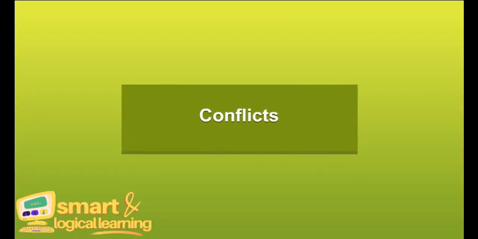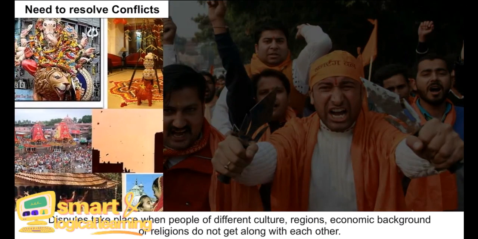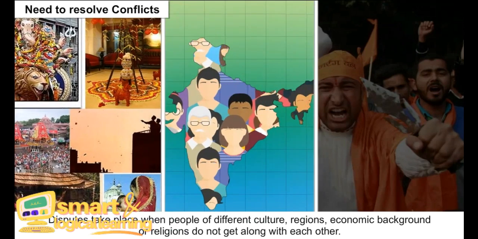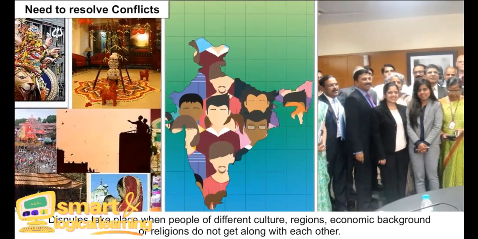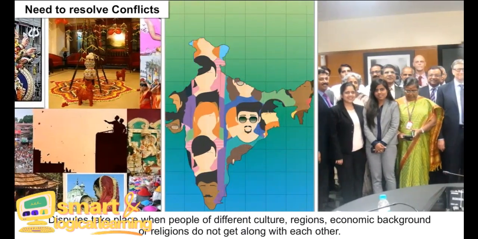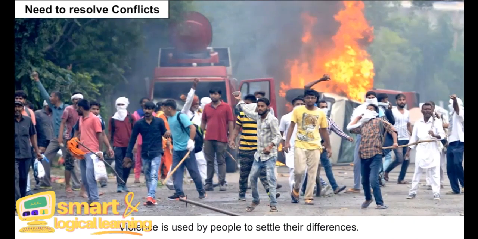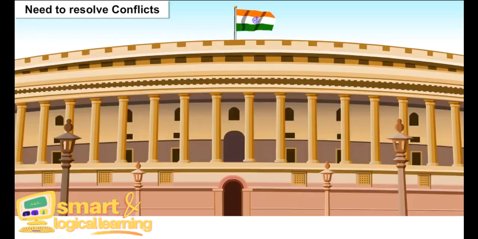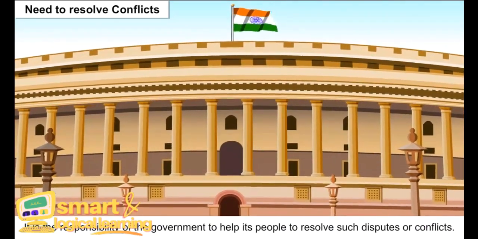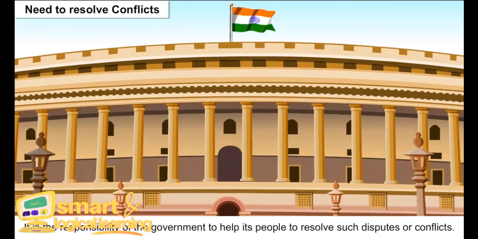Conflicts. Need to resolve conflicts. Disputes take place when people of different cultures, regions, economic backgrounds, or religions do not get along with each other. Violence is used by people to settle their differences. It is the responsibility of the government to help its people to resolve such disputes or conflicts.